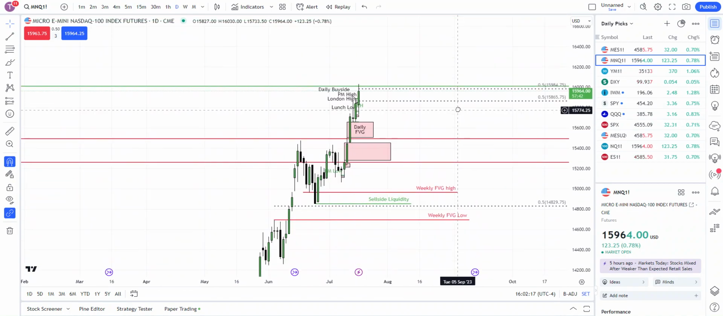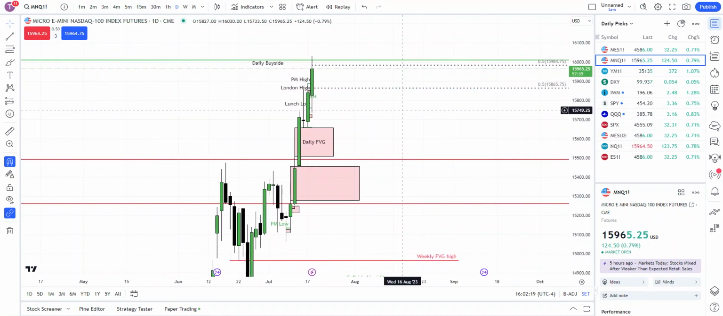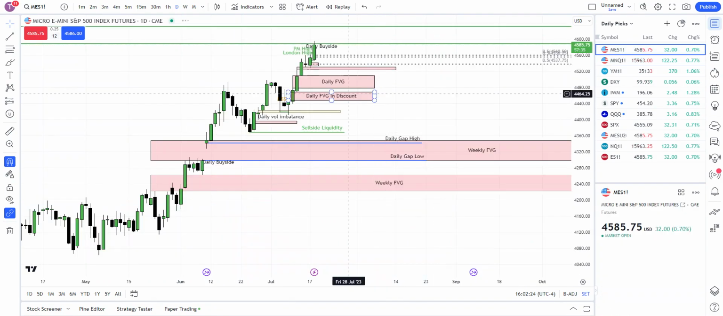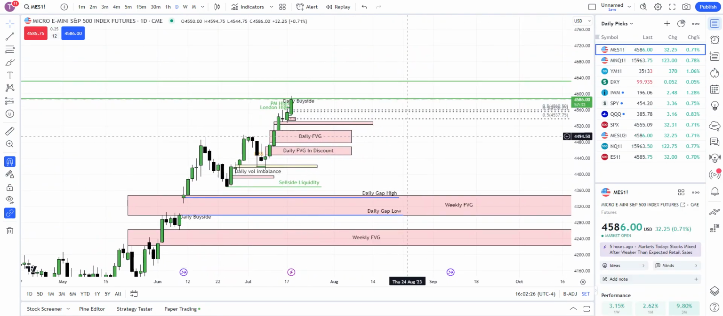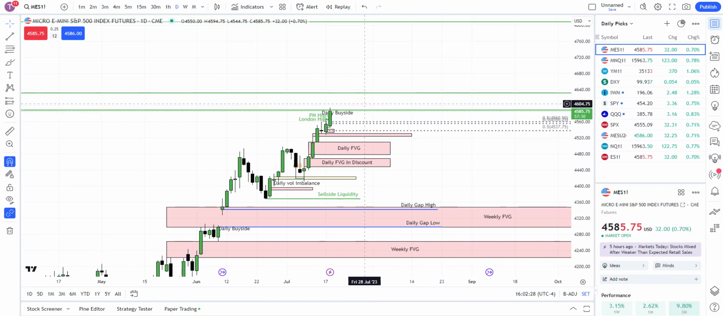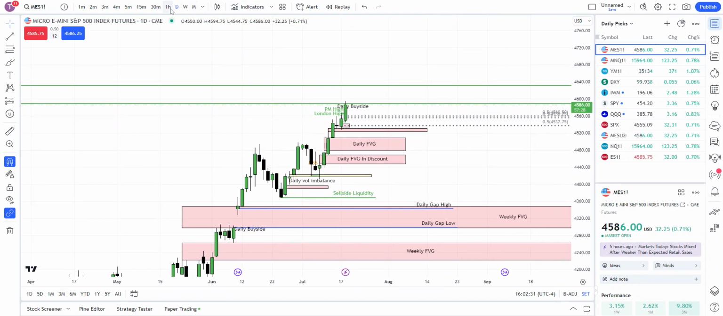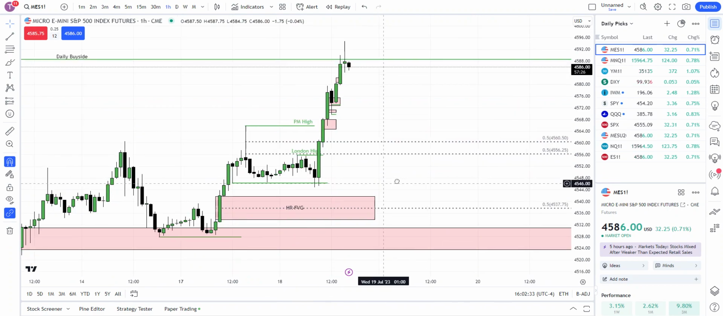I was thinking based off of what we did today on smaller time frames, we may come down into these daily fair value gaps before going up to those buy side targets. But we can see we just expanded up through the daily buy side targets. So let's look at the hourly here.